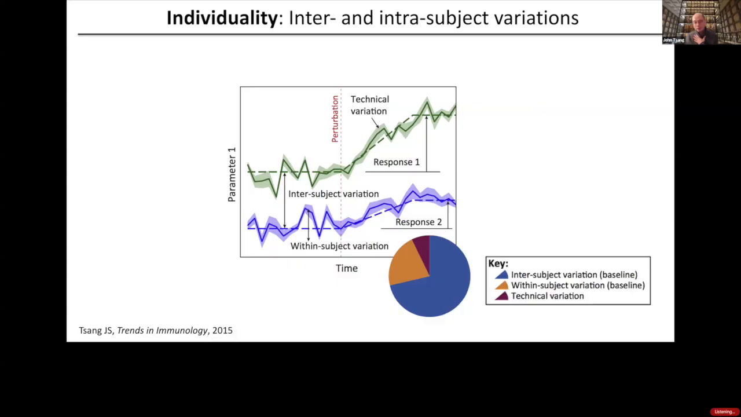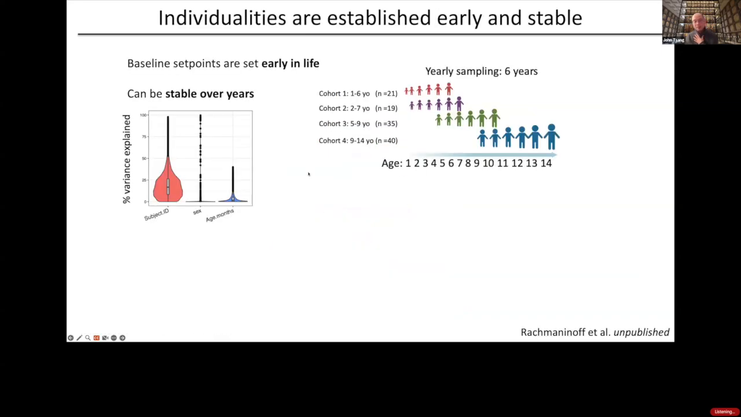From there, we want to ask this question again, right? Where does individuality come from? Is it prevalent already in early life? Like these intersubject differences, basically, right?